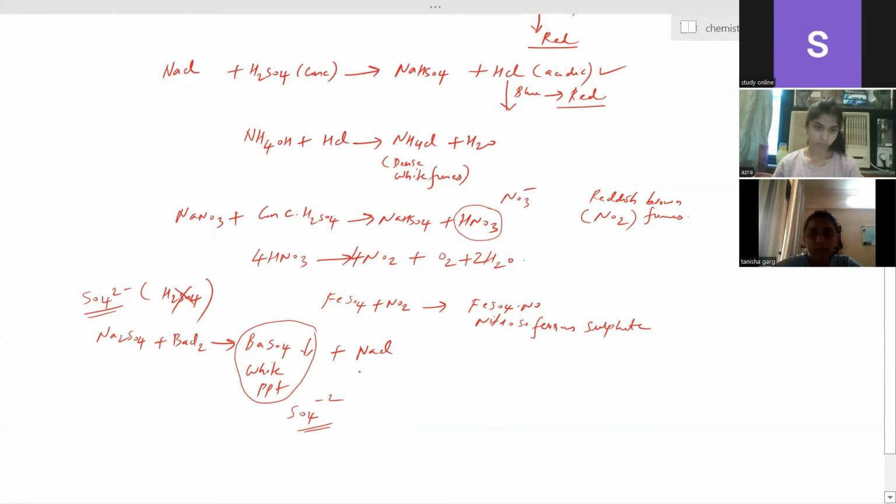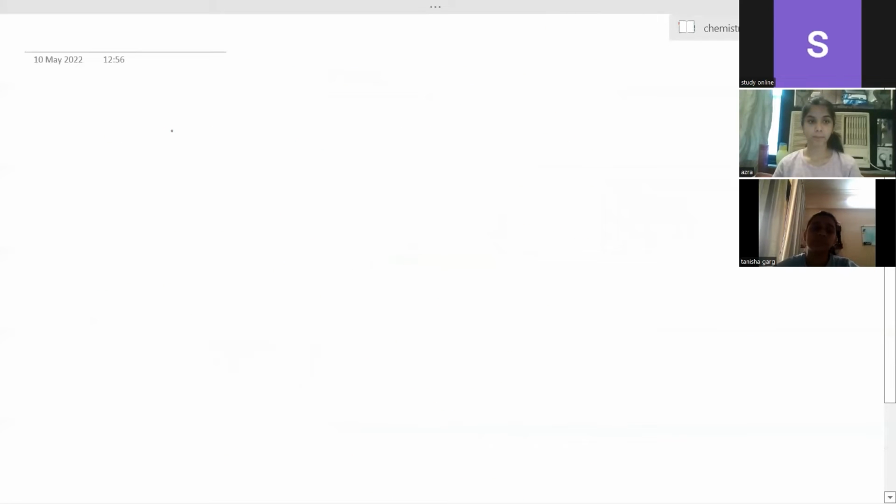Okay, so now I think nitrogen dioxide. Sure. So now remaining, let's try down for gases also. How will we detect hydrogen gas? What will be the test for hydrogen?